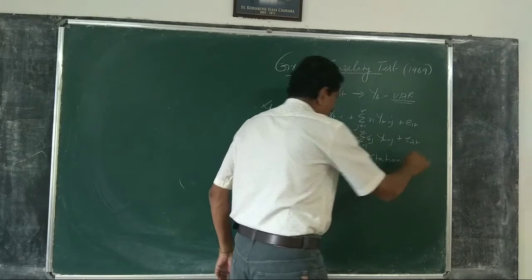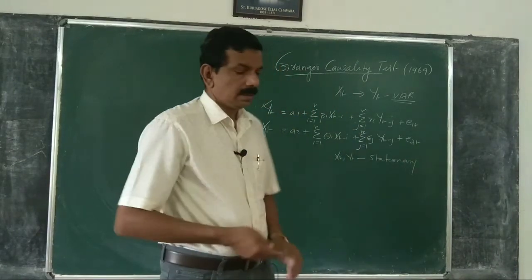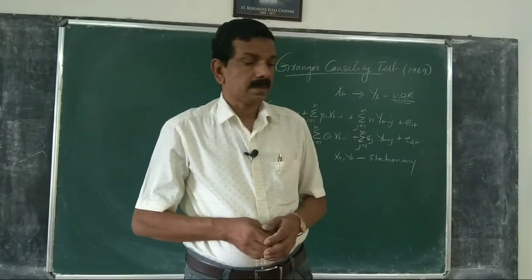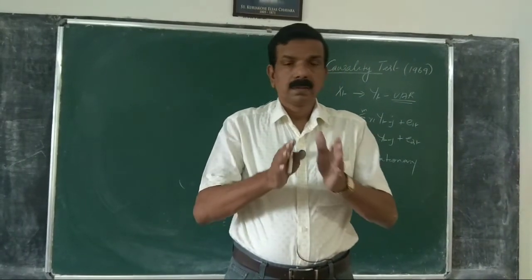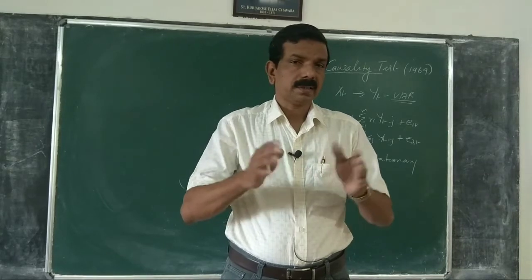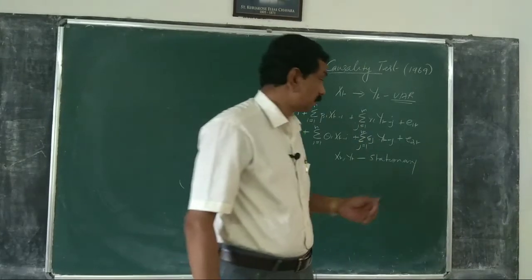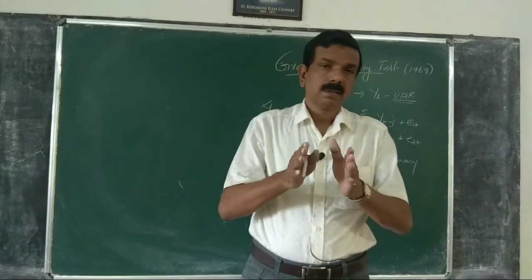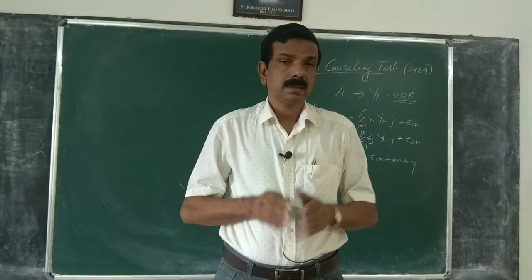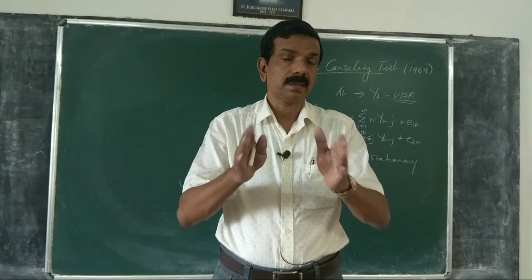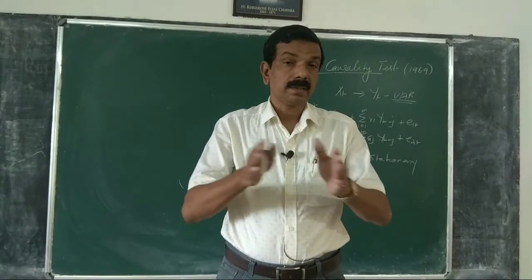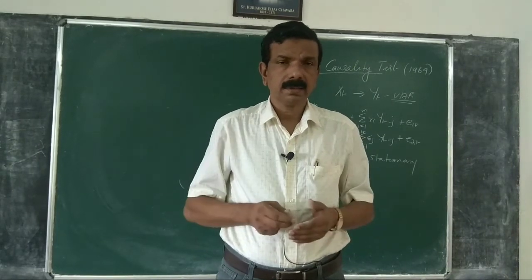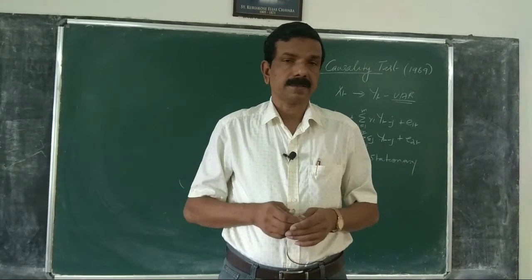To implement the Granger causality test, it is necessary that xt and yt are stationary. If xt and yt are not stationary, you cannot implement the Granger causality test. That is a very important requirement in the Granger causality test. xt and yt should be stationary. And if they are not stationary, you should make them stationary.